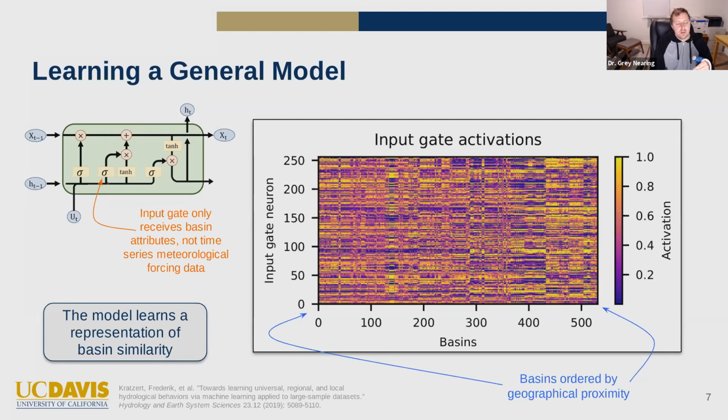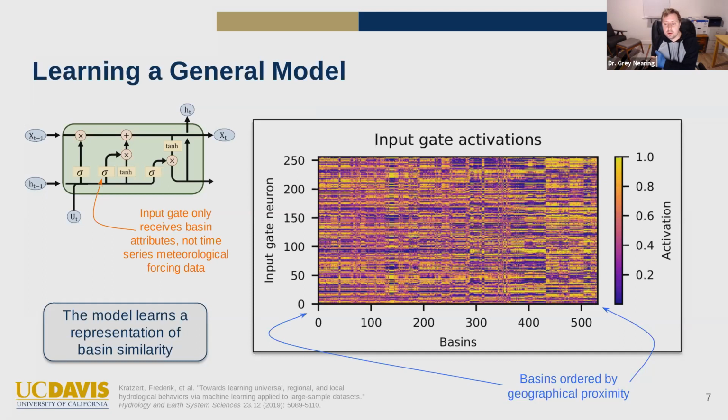So what we're doing here is we're forcing the sigmoid gate to learn a representation of basin similarity. And this is what that representation looks like. Here are our 531 basins on the x-axis, and on the y-axis are the input activations, again responding only to the static catchment attributes, and there are 256 cell states, so there are 256 input activations. What you see here is the model's learned representation of basin similarity. Of course, to a human, this looks like close to nothing, but it is the best representation of basin similarity that exists in the hydrological science community right now.